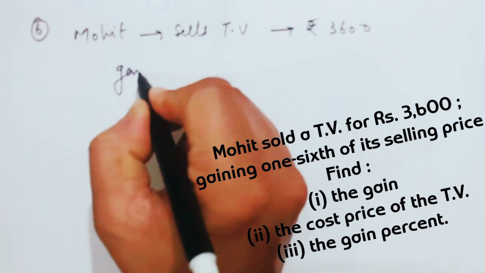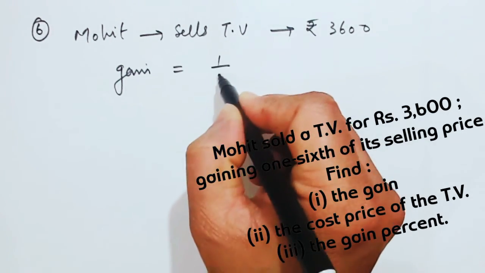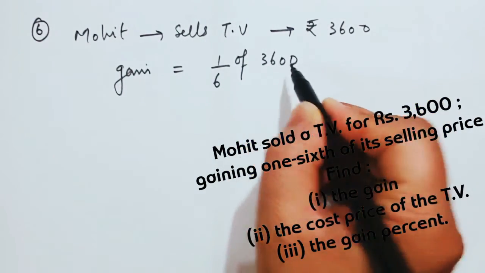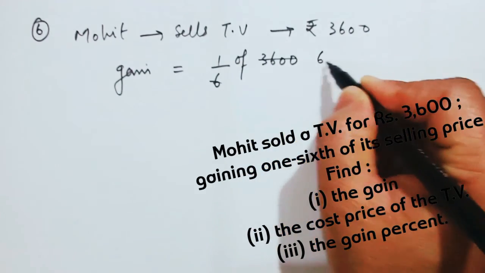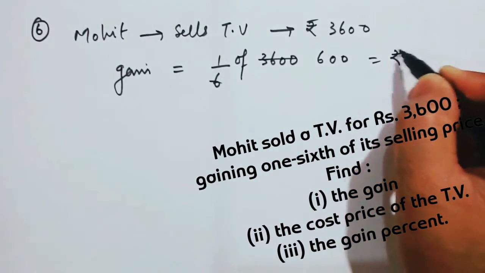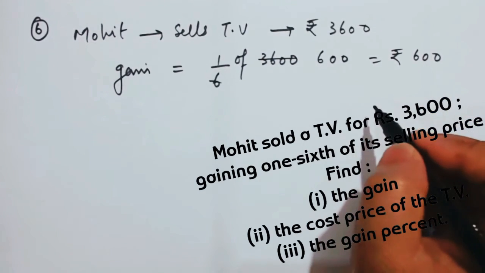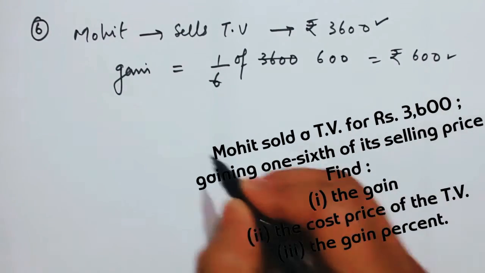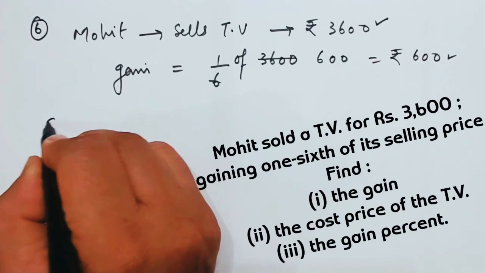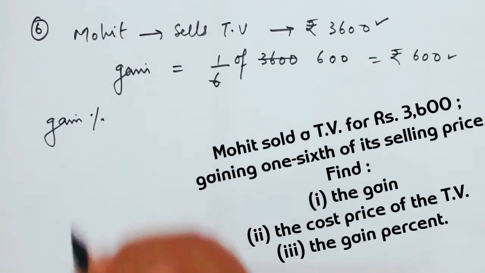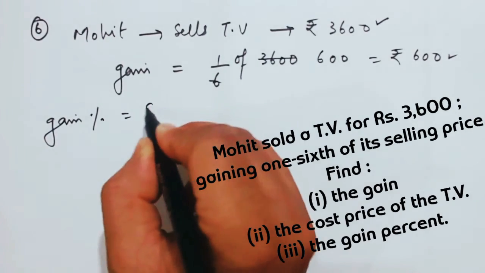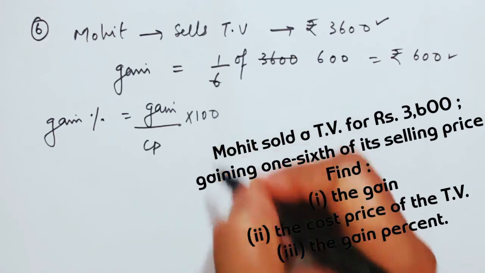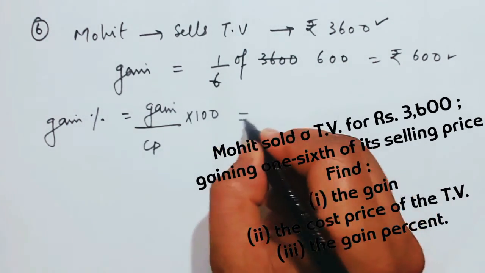So gain is equal to 1/6 of its selling price. This is the selling price, 3600. So 6 sixes are 36, so 600 rupees is the gain. Selling price is this, gain is this. Find the gain percent. The formula for gain percent is gain by CP into 100, not gain by SP into 100. So gain percent will be equal to how much?